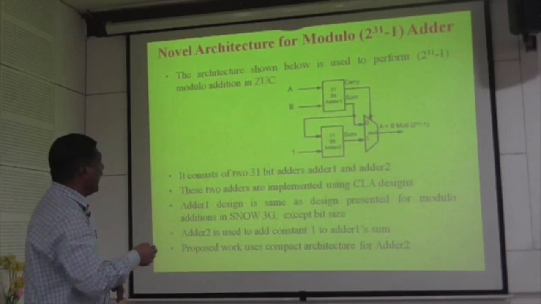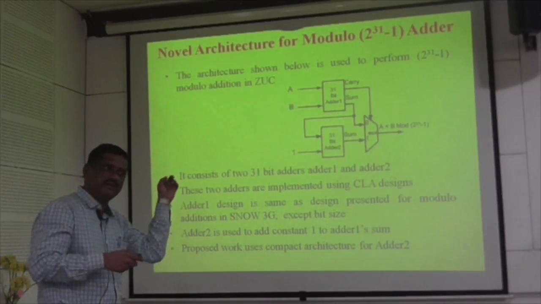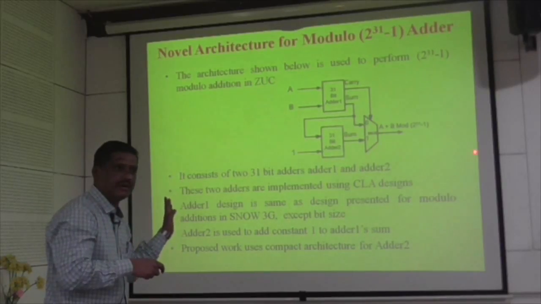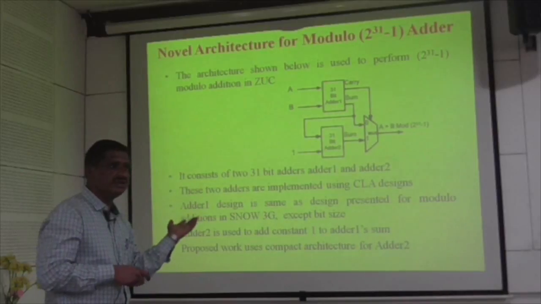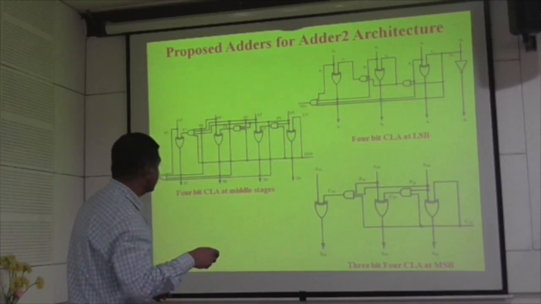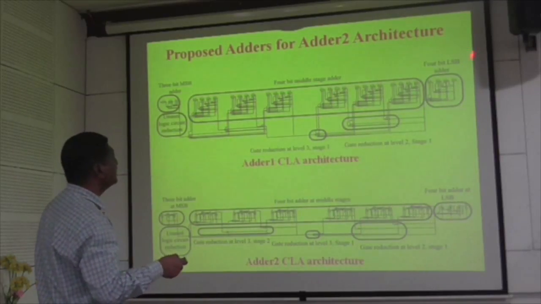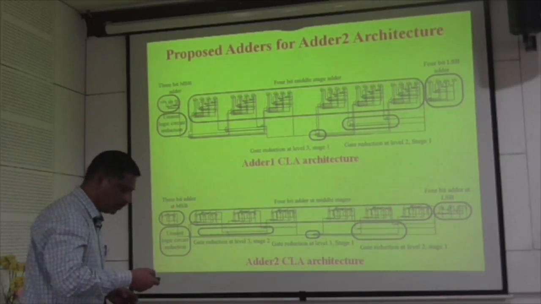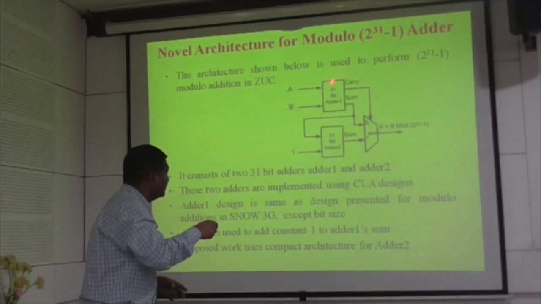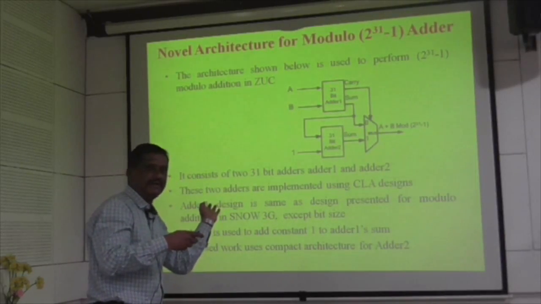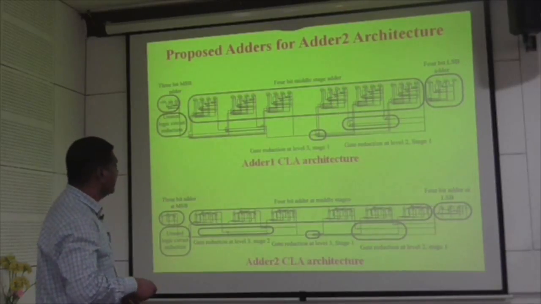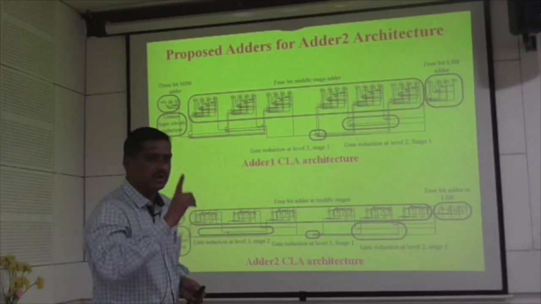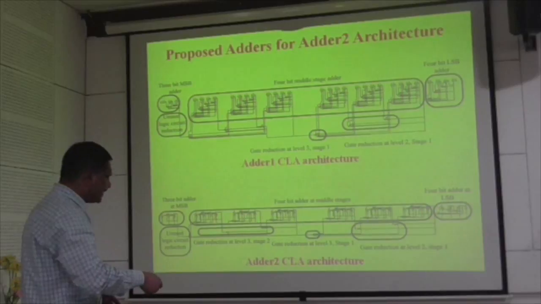Now what have we done? Adder 1 is the same as the adder which we preferred in the Snow 3G architecture. But adder 2 adds only the constant 1, and the rest of the things are not required. That's why many things become redundant in the original architecture. So this is a 4-bit adder, 4-bit adder, 4-bit adder, and finally a 31-bit adder for calculation of the 2 raised to power 31 minus 1 addition. This is adder 2 and this is adder 1. Adder 1 is the same as the compact adder in the Snow 3G architecture. Adder 2's hardware is minimized further, because our target is just to add the constant 1, so the architecture is minimized again.